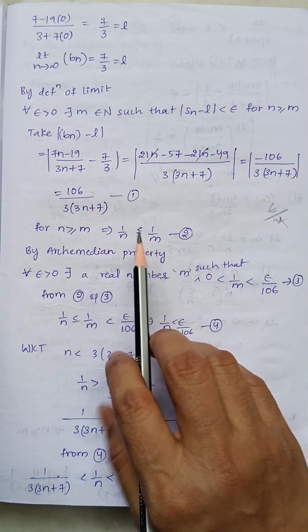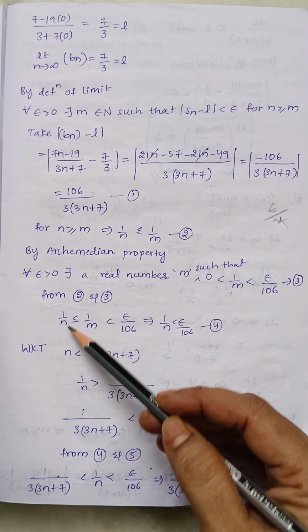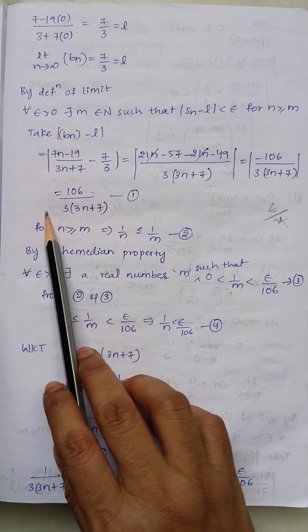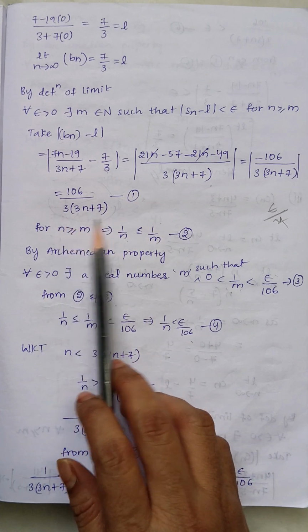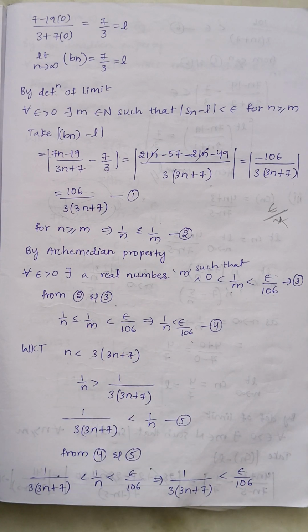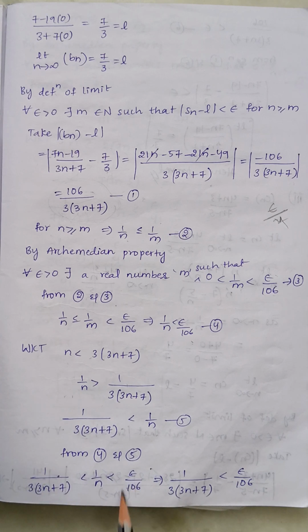Now same as previous, 1/n is less than or equal to 1/m, but 1/m is less than this part. So 1/n is less than epsilon by 106. Now compare the denominator with n. Obviously 3n is greater than n, so when you are adding 7 to 3n, it will obviously be the greater one. So n is less than this part. Take the reciprocal, then this is less than 1/n. Now from 4 and 5, what we can say is this part is less than 1/n, but 1/n is less than 7 epsilon by 106. So obviously this is less than epsilon by 106.